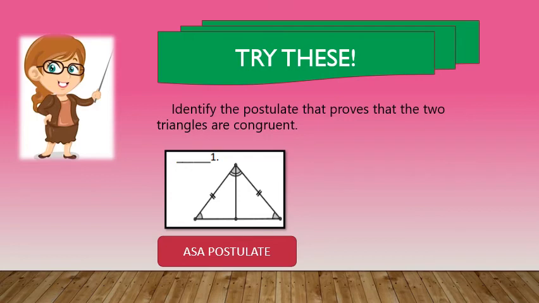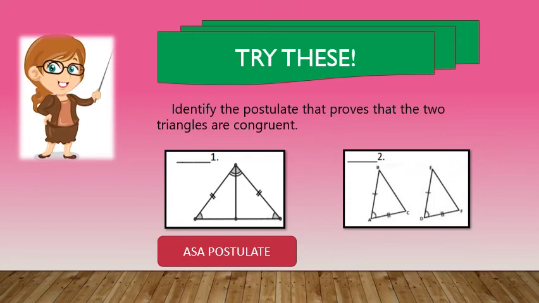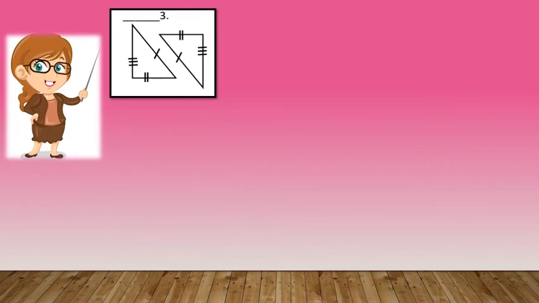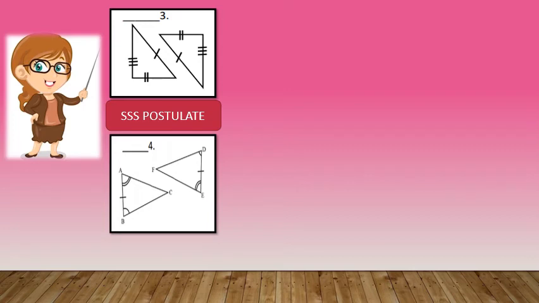Now let's go on to number 2. What kind of postulate is this? Alright, that is the side angle side postulate. Okay, now let's go to number 3. What kind of postulate is this? Alright, that's the side side side postulate. Number 4. Alright, that is the angle side angle postulate.